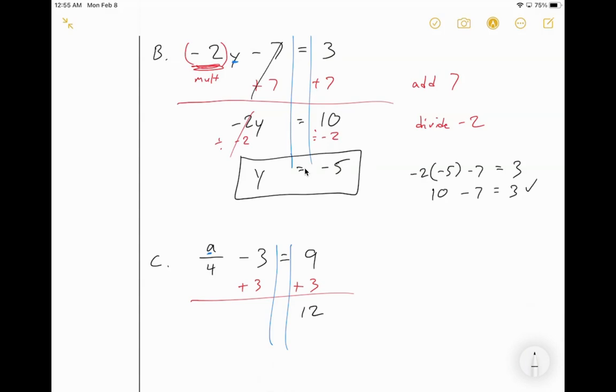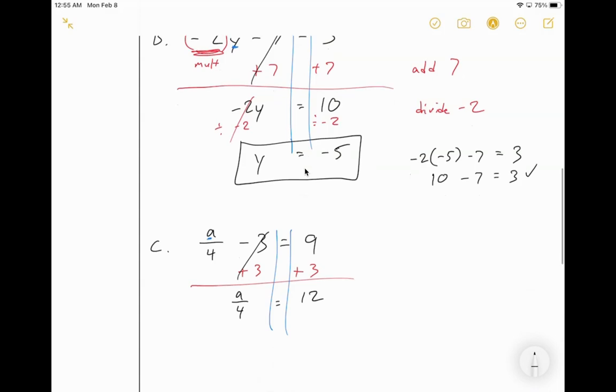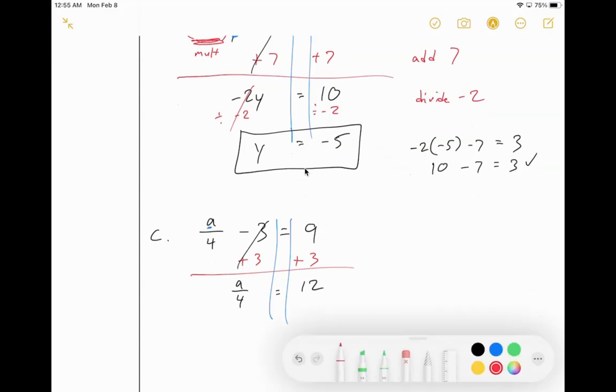9 plus 3 is 12. Negative 3 and positive 3 cancel out. I've got just a over 4. Now remember, this is not a fraction. This is a divided by 4. So how do I get rid of dividing? I do the opposite, which is multiplication. I'm going to multiply by 4 over 1 on both sides.